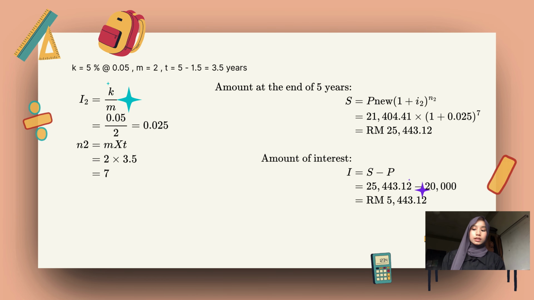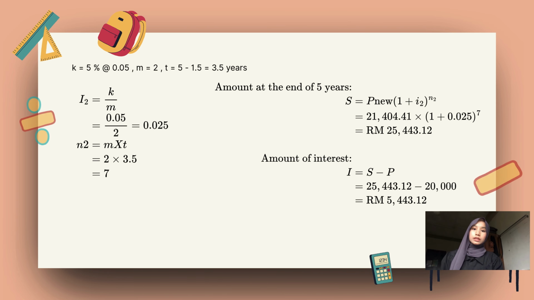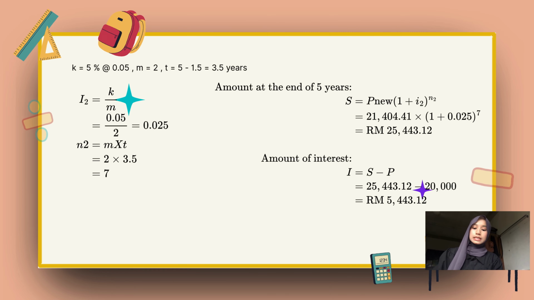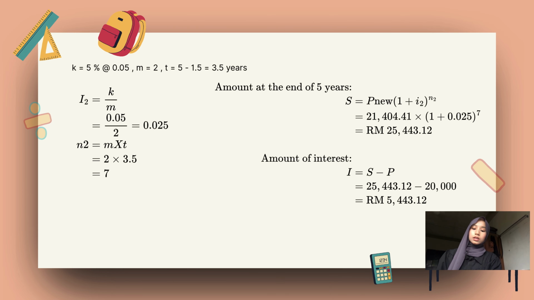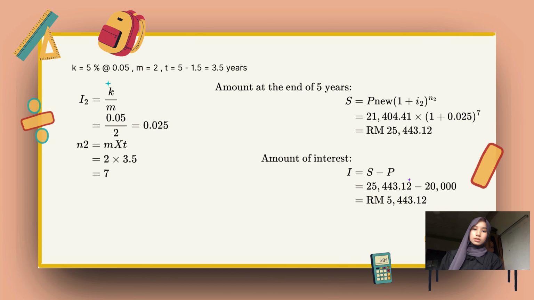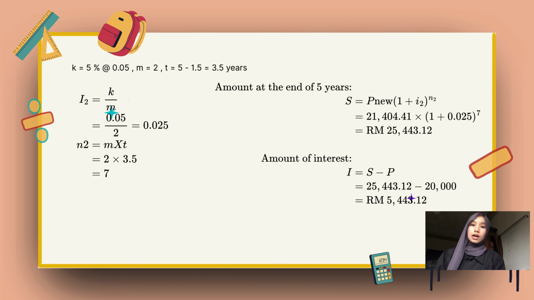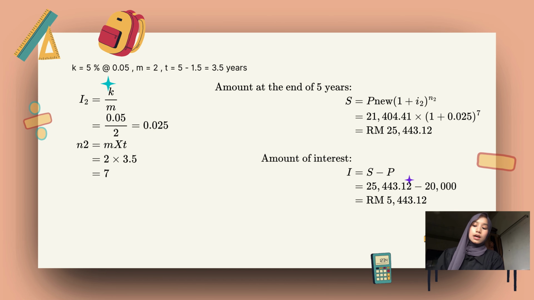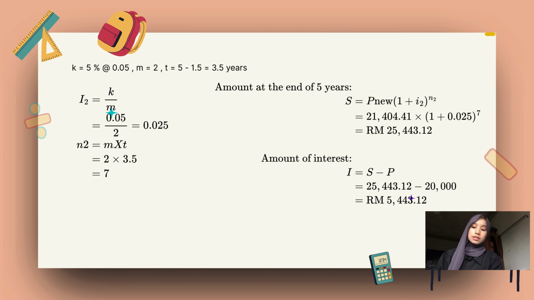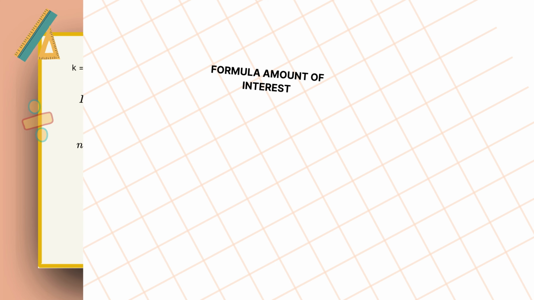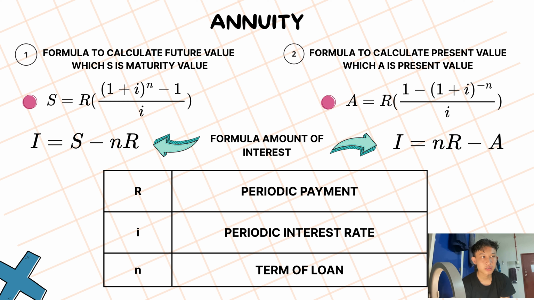Next, we will calculate the amount at the end of 5 years. So we will use different information from the above. The new information is our k is 5%, or in decimal 0.05, and our m, the frequency of conversion, is 2 because the interest is compounded semi-annually, and our t is 5 years minus 1.5 years, equal to 3.5 years.